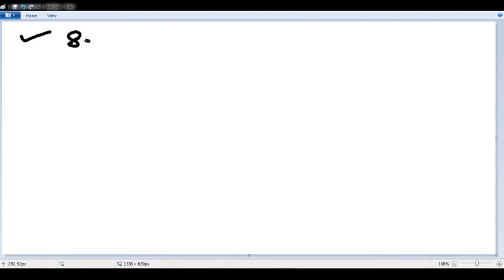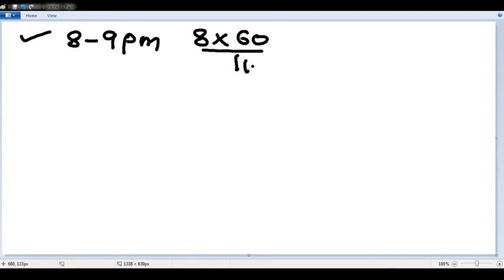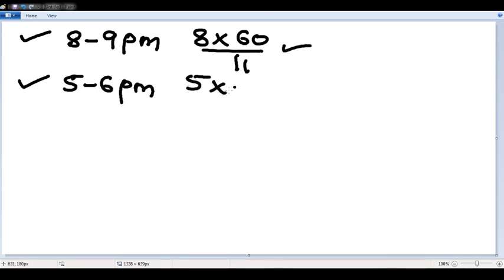Right. Now, 8 to 9 p.m., what will be the answer? 8 into 60 by 11. If it is 5 to 6 p.m., what will be the answer? 5 into 60 by 11. I hope it is clear.